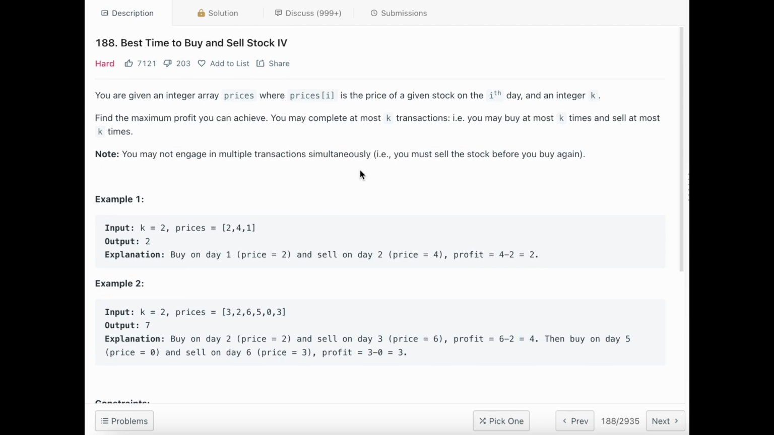This question is going to be exactly the same as best time to buy and sell stock 3, that is the LeetCode question 123. So I am going to link the explanation part in the description section. So please kindly refer to that explanation. So let's not waste any time further and go into the coding part.